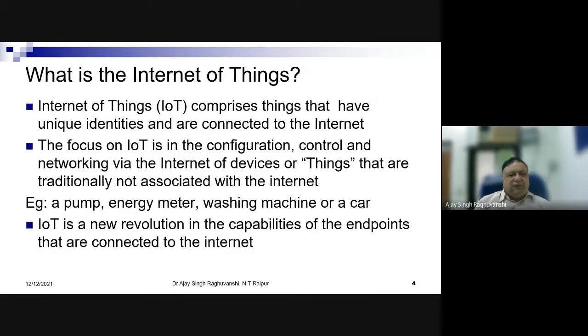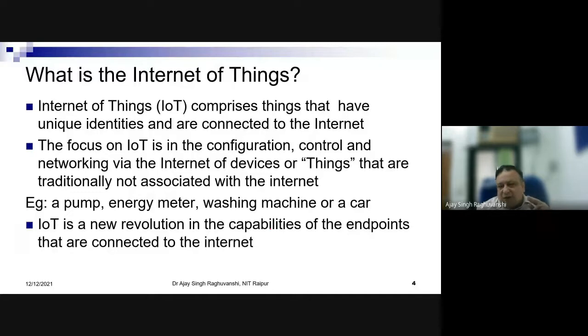We first try to answer the question: what exactly is Internet of Things? Then I'll give you an actual definition of IoT. Internet of Things comprises things, that means anything that has a unique identity and gets connected to the internet, it becomes a part of Internet of Things. This is a very generalized way of saying IoT. The focus of IoT is the configuration, control, and networking of internet devices, which we call things, that are traditionally not associated with the internet.